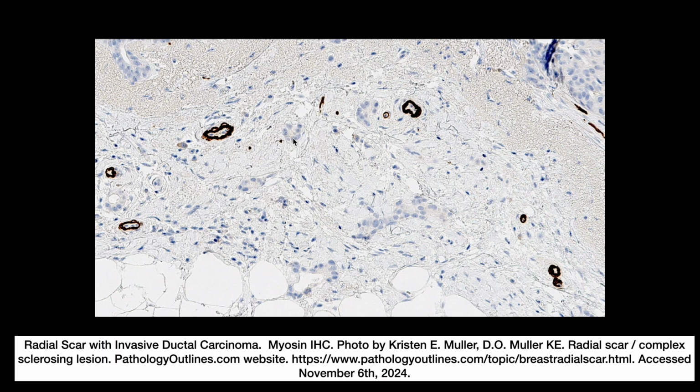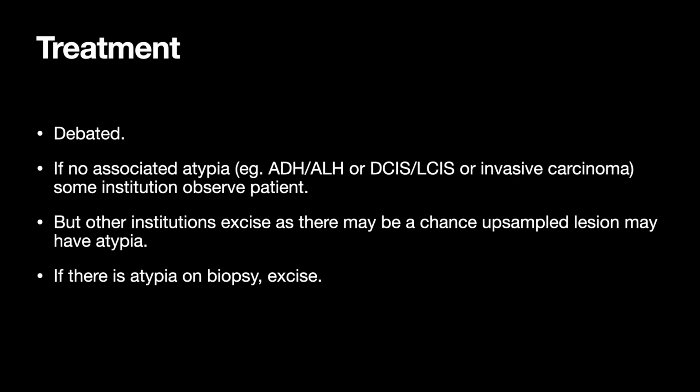And a myoepithelial stain is done here. A myosin stain is done, and you can see this gland doesn't have any myoepithelial cells. This gland here, some of these single cells and groups of cells don't have myoepithelial staining. It's confirming that this is invasive ductal carcinoma. I would say well differentiated.